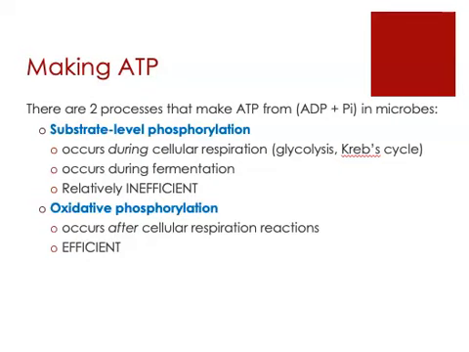For every molecule of glucose that gets sent into cellular respiration and oxidative phosphorylation, we're going to get anywhere from 26 up to 30 or more ATP molecules made. That's a heck of a lot better than the one-to-one inefficient reaction that is substrate level phosphorylation.